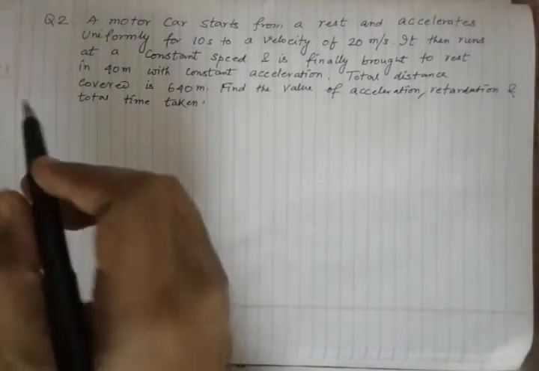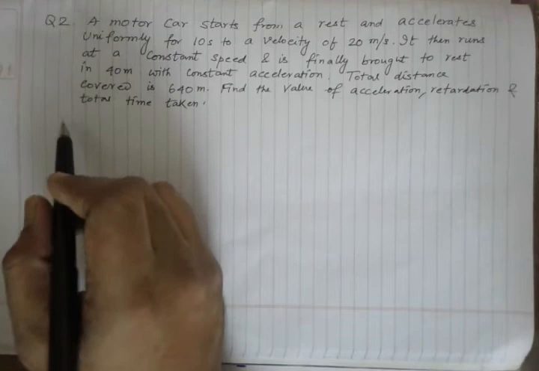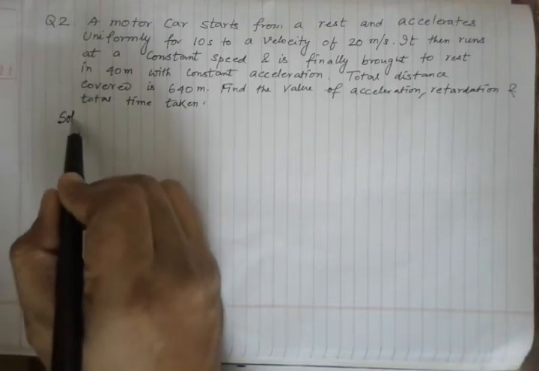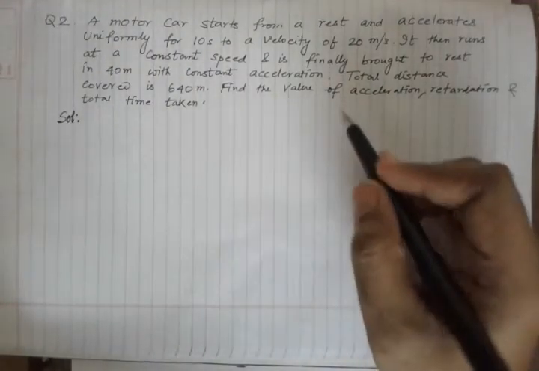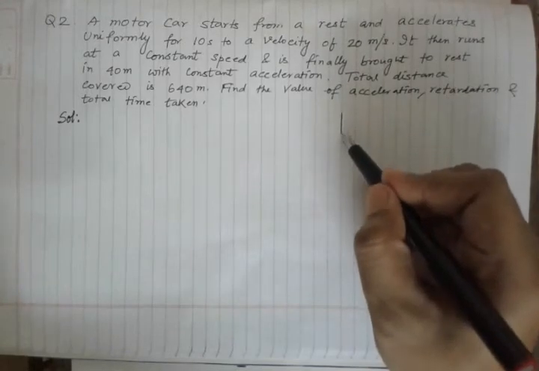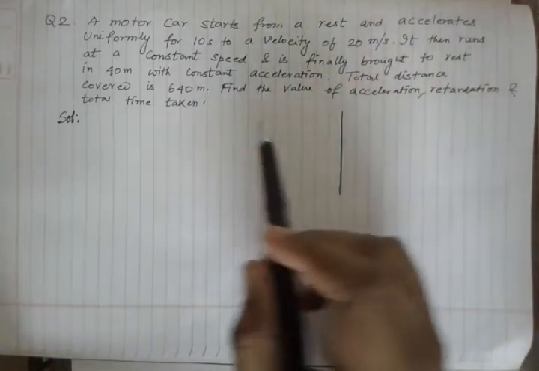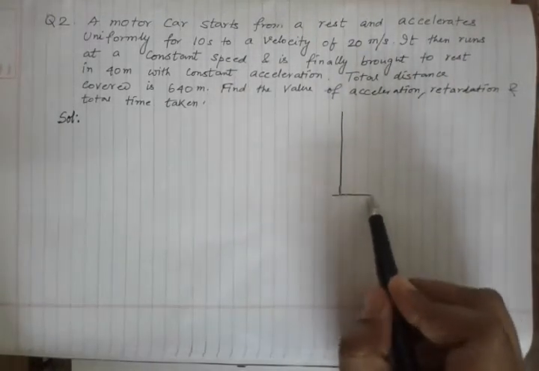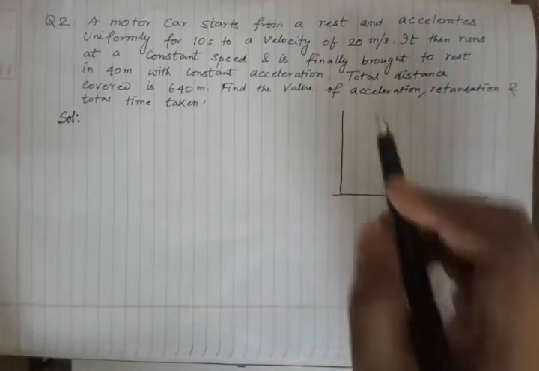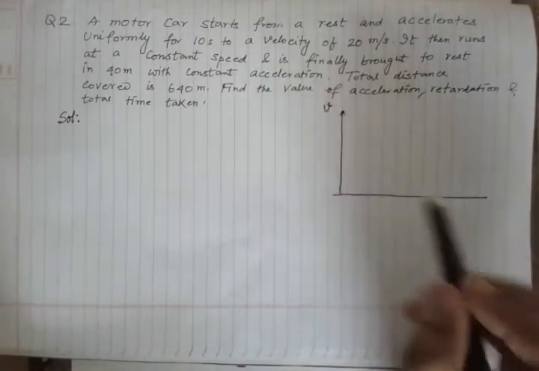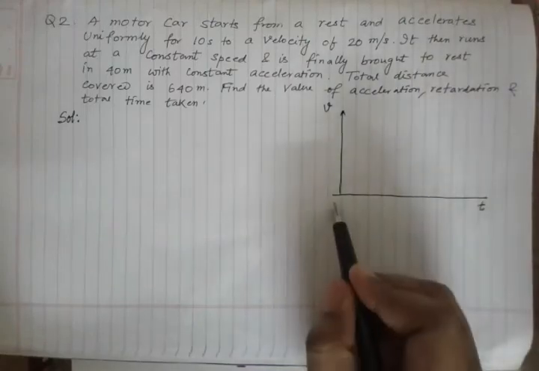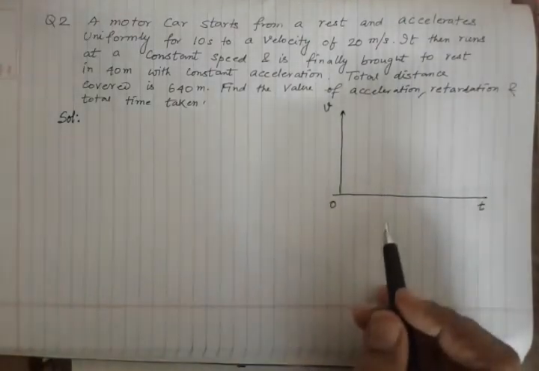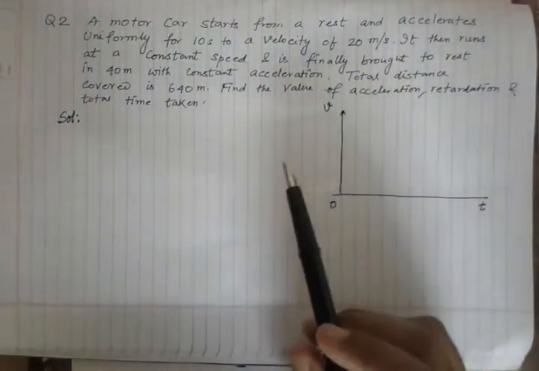So this type of sum also you can do normally with the formula, but here we will do using the graphical method. Normally we'll do a graph. So first we'll draw the graph. So here we'll draw the velocity time graph. So this is the velocity and this is the time. This is your origin. Okay. Now see what is given here.